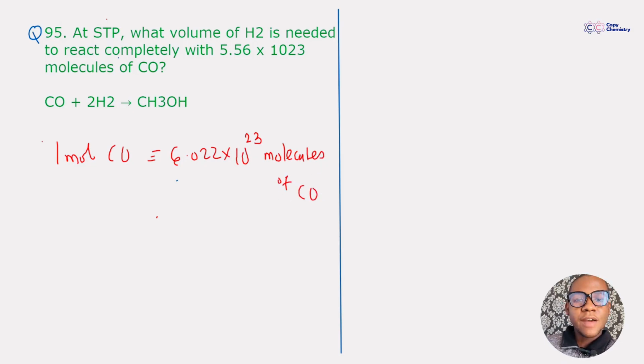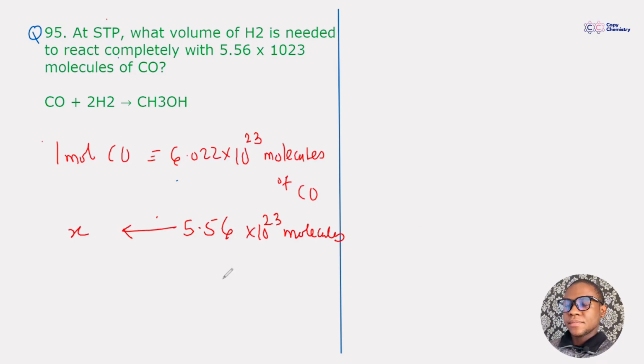according to Avogadro. Now, 5.56 times 10 raised to the power 23 molecules, that's molecules. How many moles is that? We'll get that by division there, so X would be 5.56 times 10 raised to the power 23 divided by 6.022 times 10 raised to the power 23.